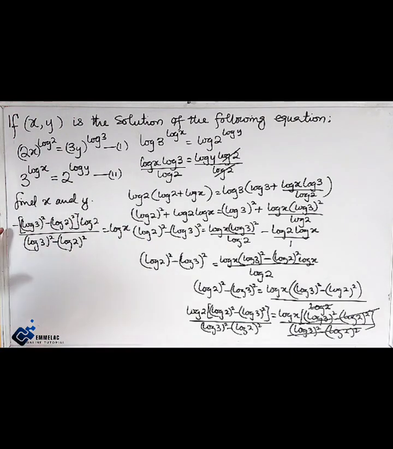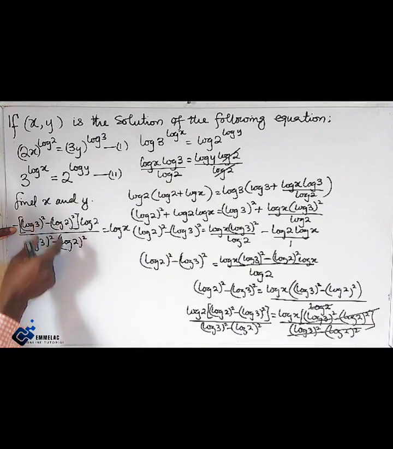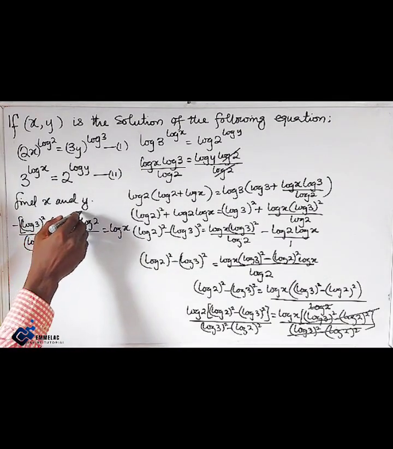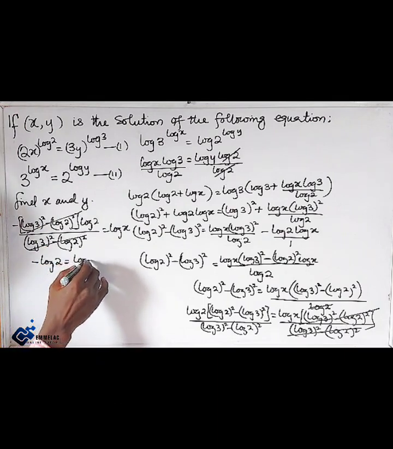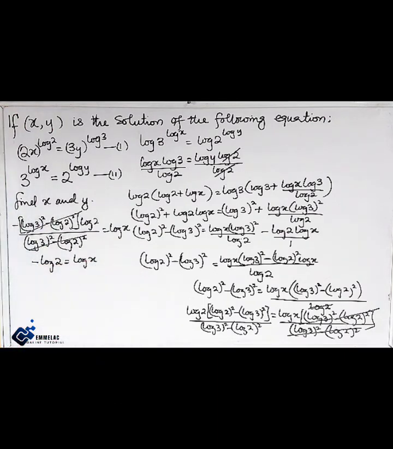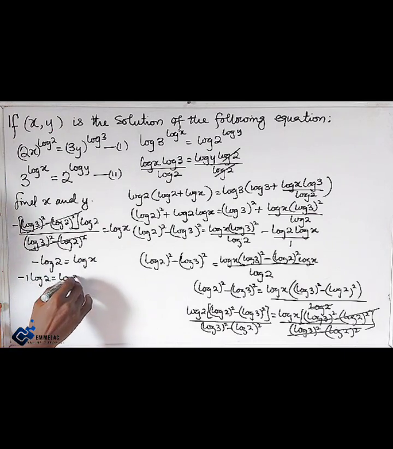Okay, now by multiplying the numerator by a negative sign, we end up having the same term in both the numerator and the denominator. By so doing we can now eliminate. So we are left with negative log 2 equals log x. To this end, this implies negative 1 log 2 equals log x.